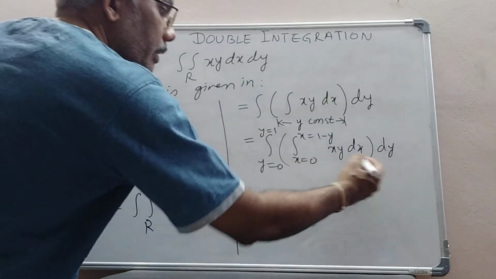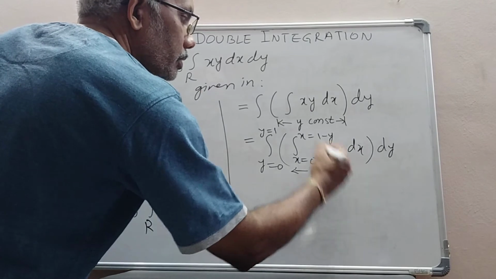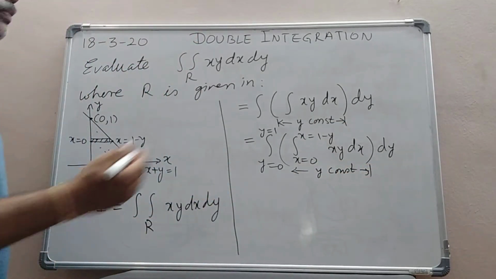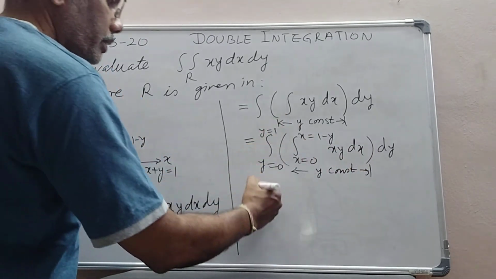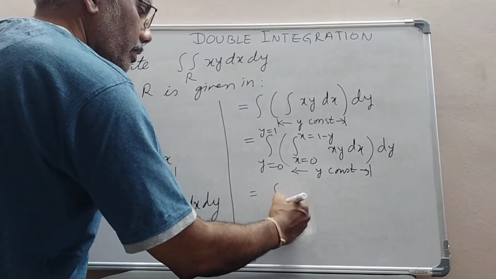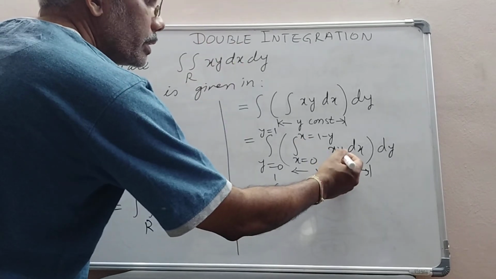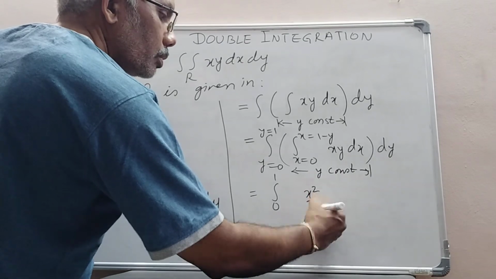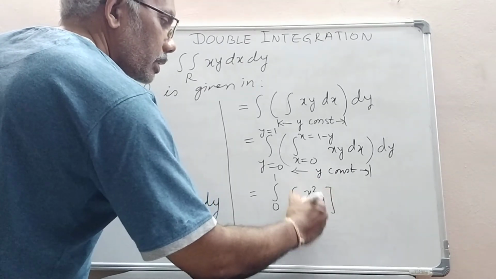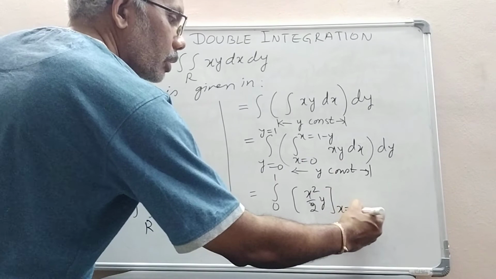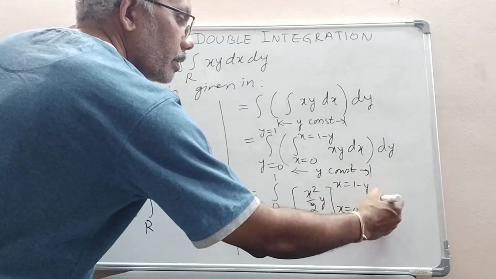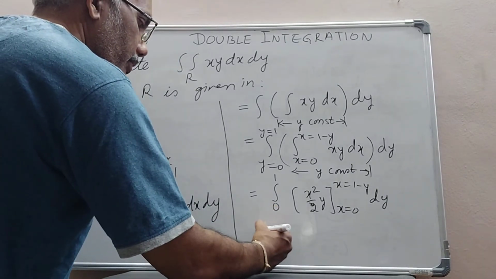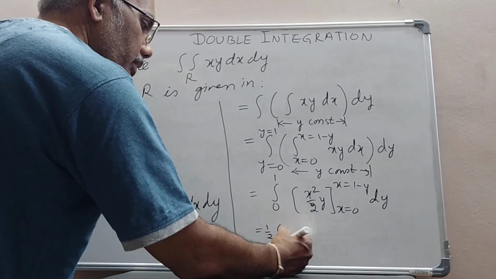Now when you're working the bracket out, your y is a constant, as has been mentioned above. And if y is a constant, you are familiar with how to do this. That's very easy now. So y is a constant. You integrate x, what you get is x squared by 2, and then you can use the upper and lower limits. This is 1 by 2 integration 0 to 1.